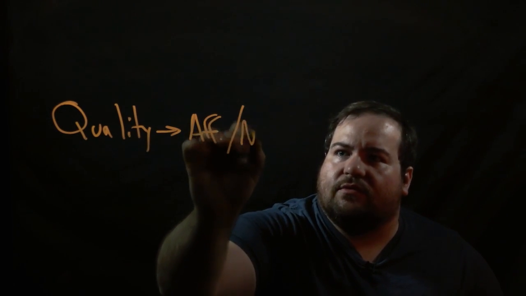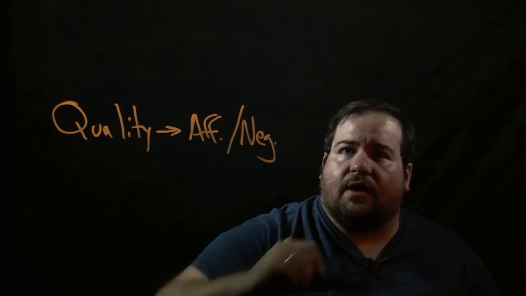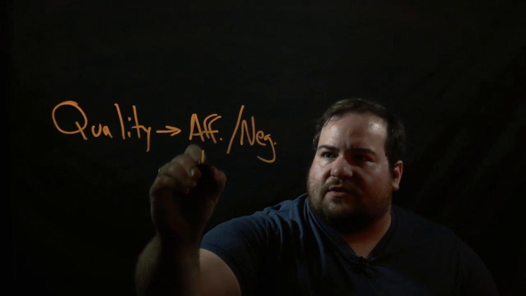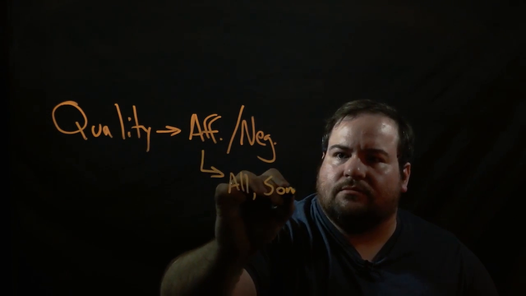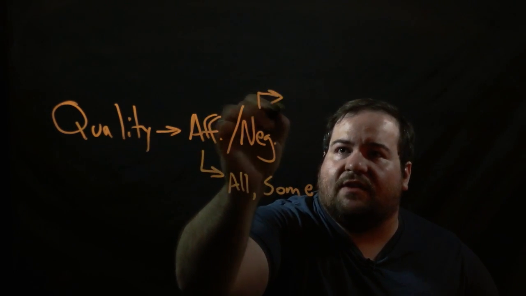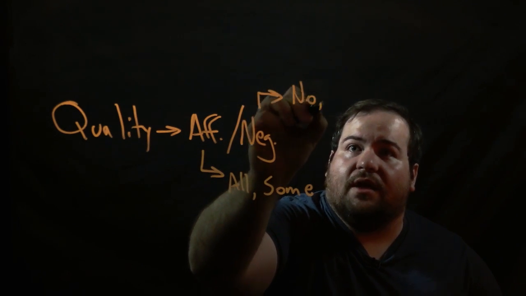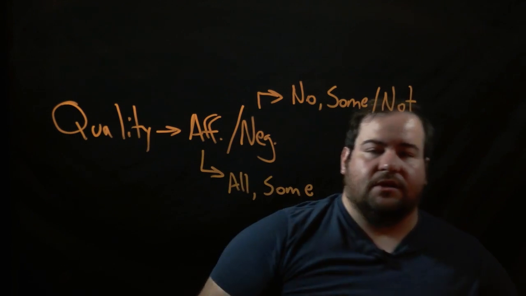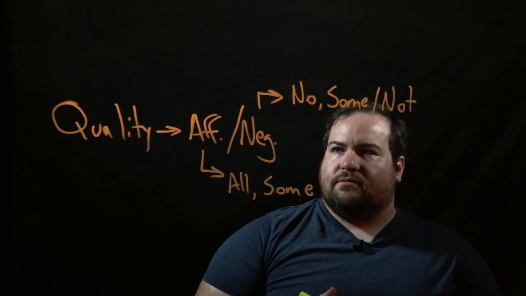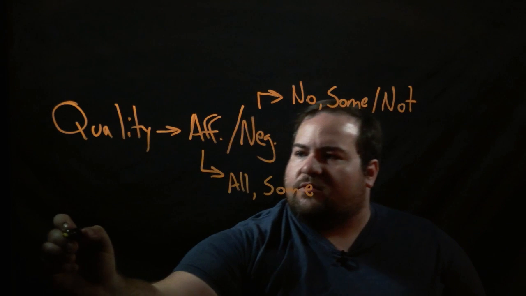The first is quality. And quality has to do with whether or not a term is affirmative or negative. Right? If it's affirmative, it's going to be an all or a some statement. But if it's negative, it's going to be a no or a some are not statement, right? Then we have quantity.